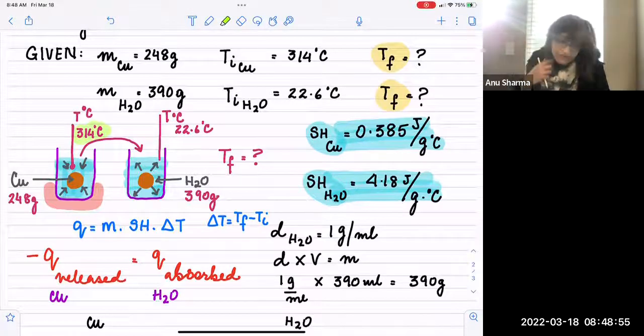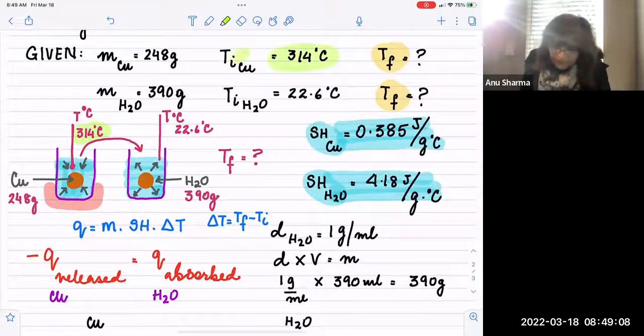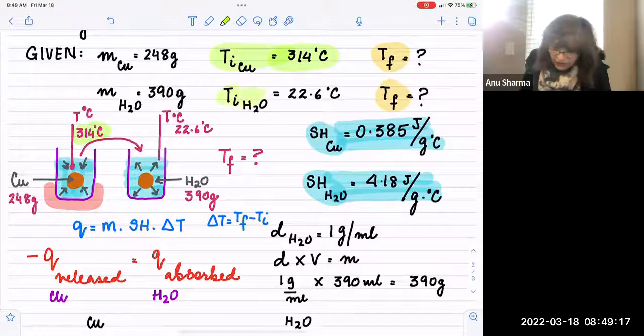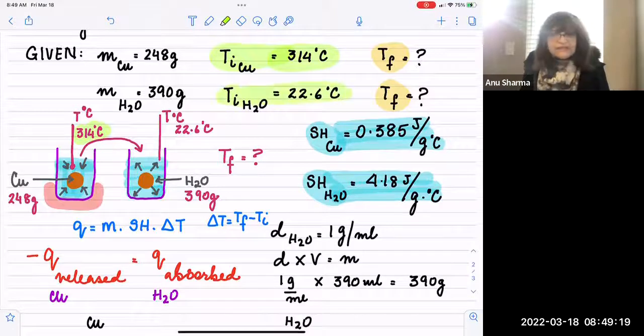Okay, so here we have 314 degrees Celsius. That is the temperature of copper, the initial temperature of copper after heating it. Now you take the copper at 314 degrees and you dump it in the water. Now water is at room temperature, so the initial temperature of water is 22.6 degrees Celsius.